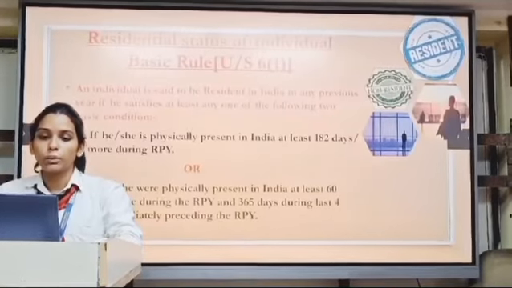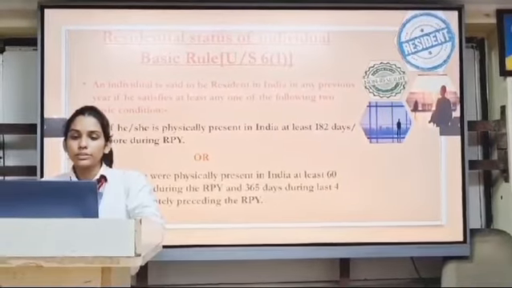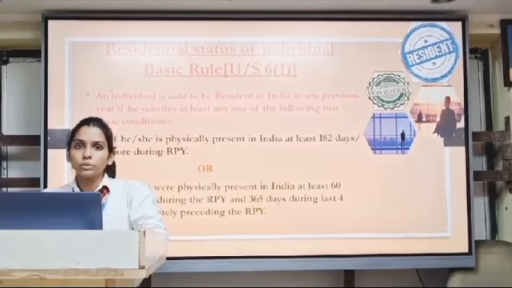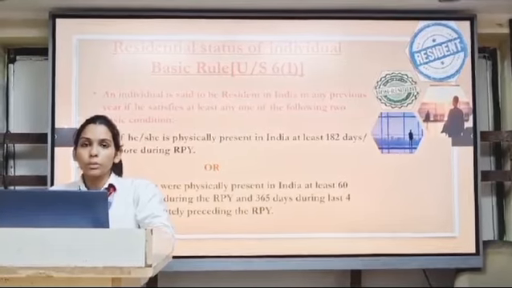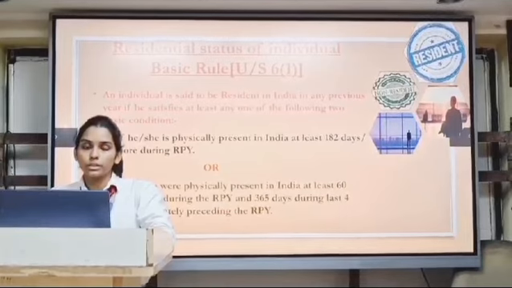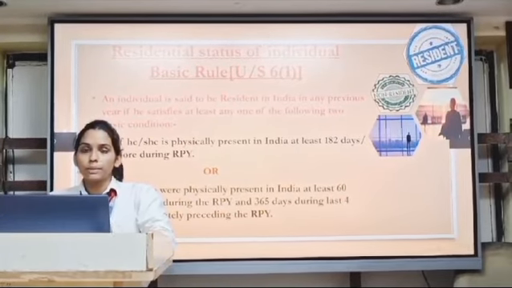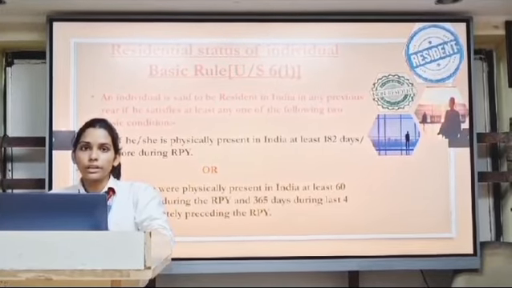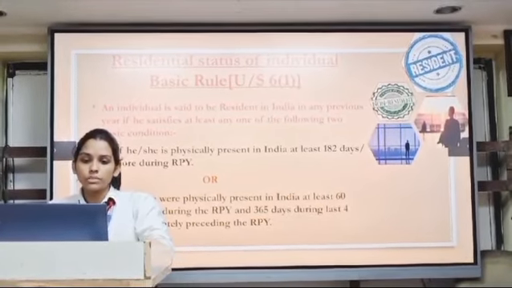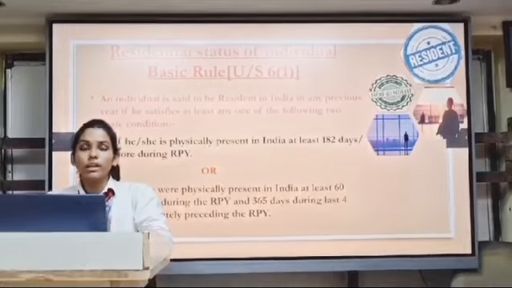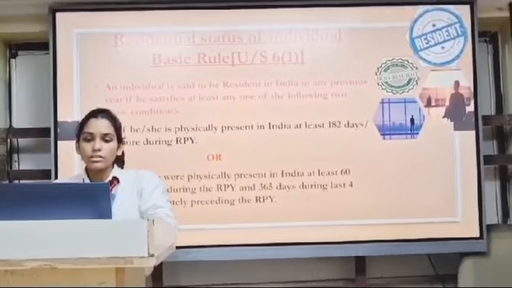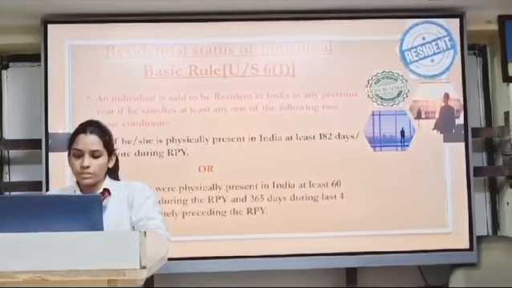So let's see what the rules are. Let's see the basic rules under section 6 subsection 1. There are two rules. The first one is, if a person wants to be a resident of the domestic country, then he needs to follow the 182 days rule. Basically it means that he needs to live in India for at least 182 days during the previous year. Another rule is if he or she was physically present in the previous year for 60 days and in the last 4 years for 365 days.